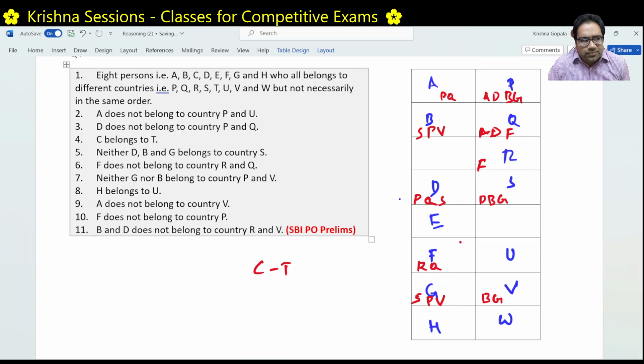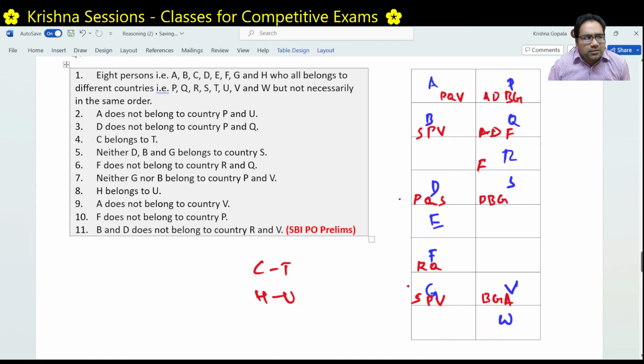H belongs to U. So H maps to U. So we can eliminate H also, U also. We don't need to worry about these two now. A does not belong to country V. That means for V also, A is not possible.